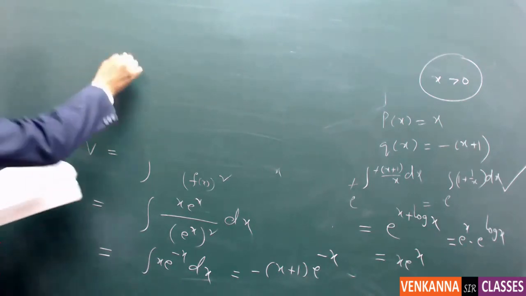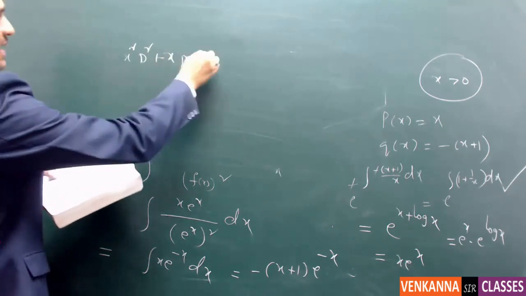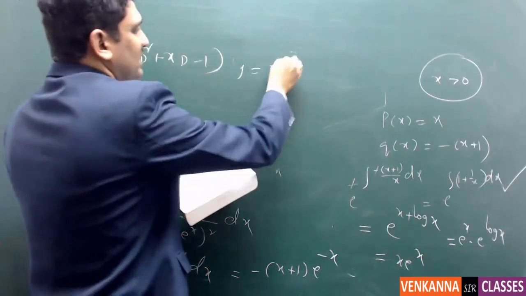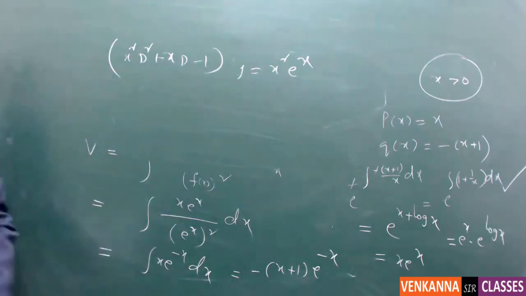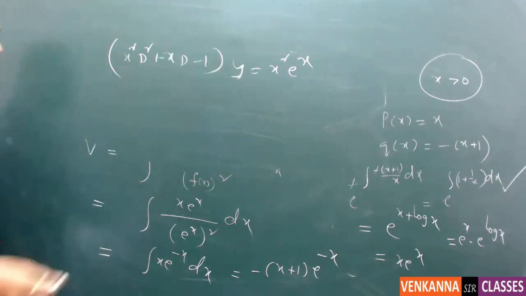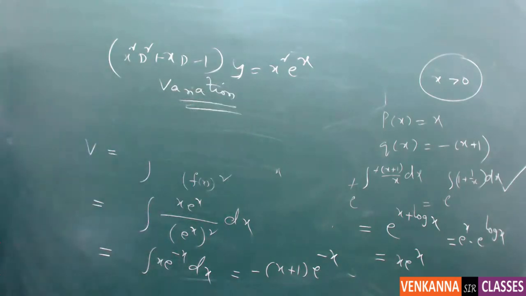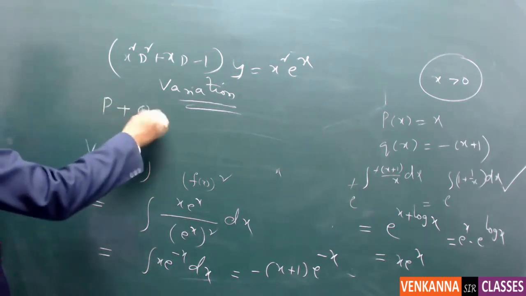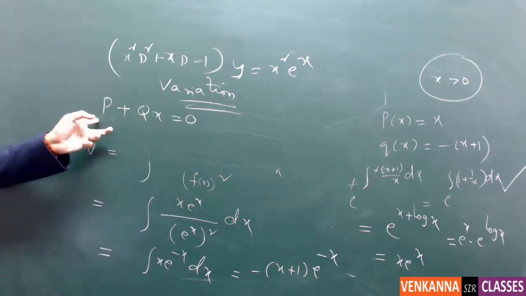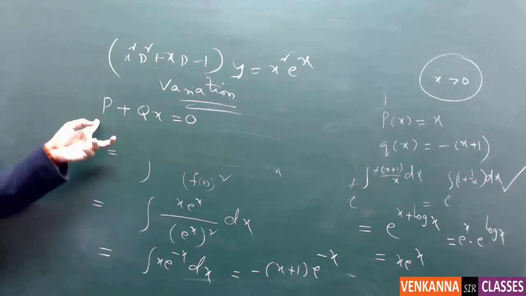So please take this: (D square plus xD minus 1) of y is equal to x square e power x. Actually, this is a Cauchy-Euler equation, right? Accepted? If the same problem is given for variation of parameters, how to solve it? So if you say that, it will say p plus qx equal to 0. So what happens? Y is equal to x is a part of the complementary function.